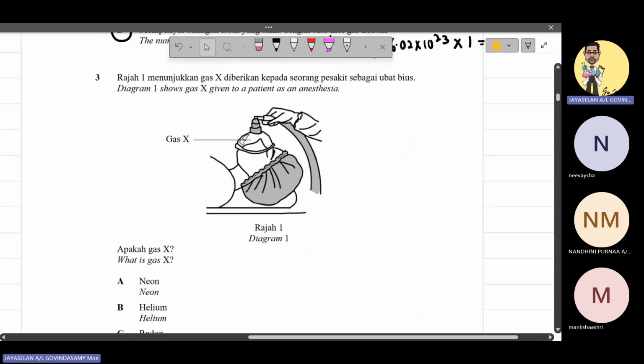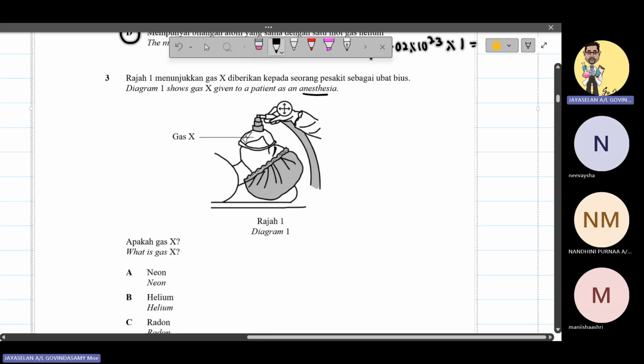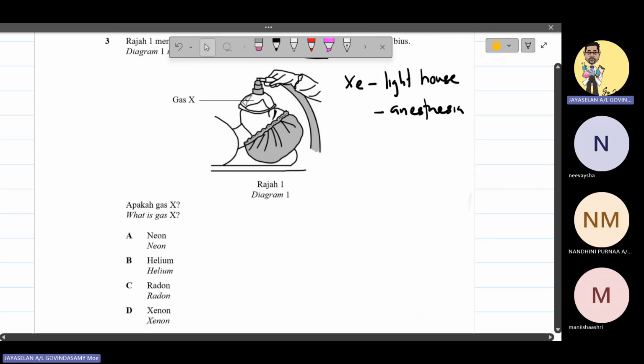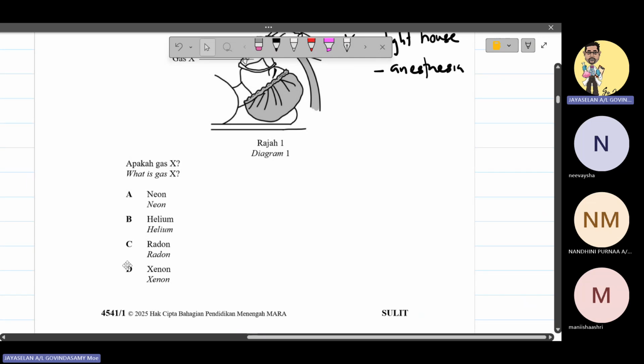Okay, so this anesthesia. Always remember xenon. Xenon is the brightest light. So the brightest light, what did we learn? It is used in lighthouses for ship navigation. Brightest light is used in ship navigation. One more use, please remember, it is used as anesthesia, to do major operations. So once you see this, it is known as xenon.